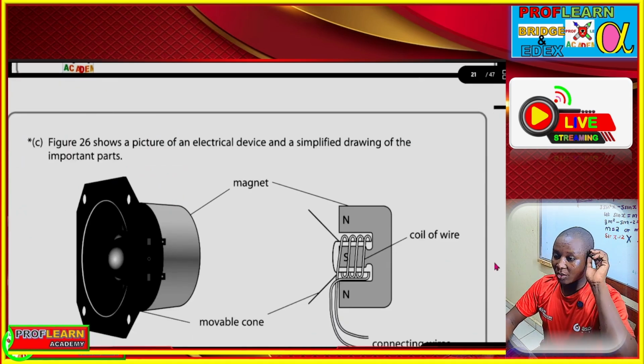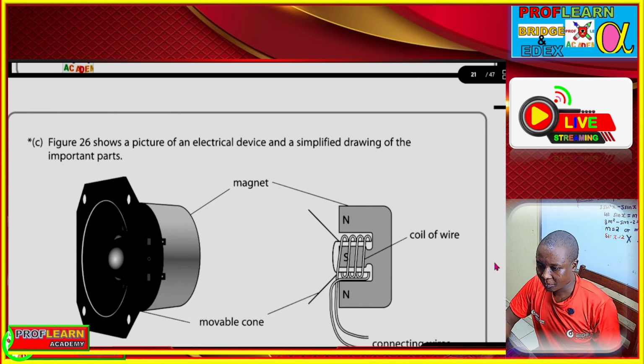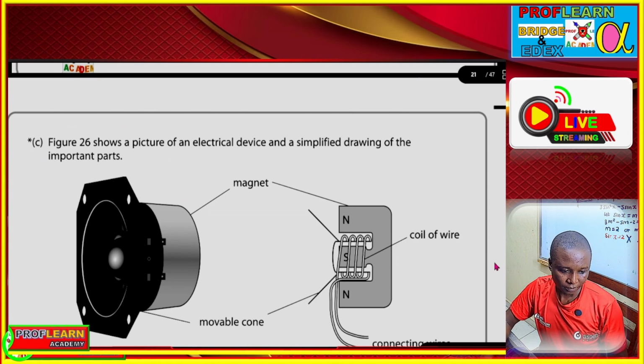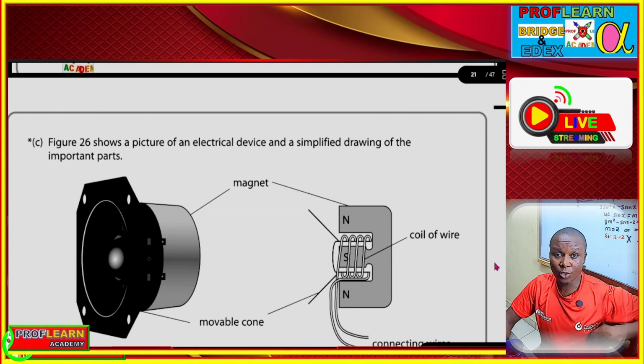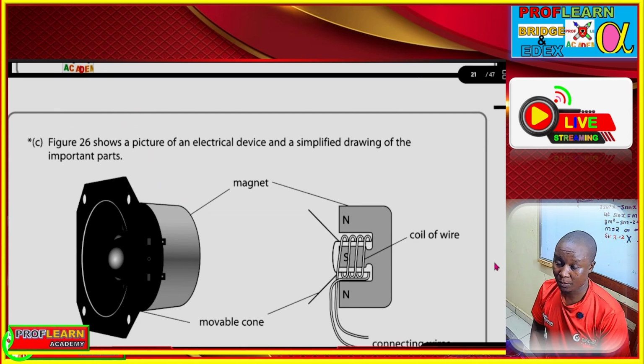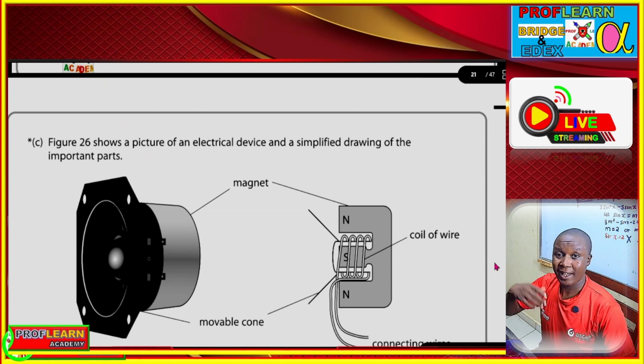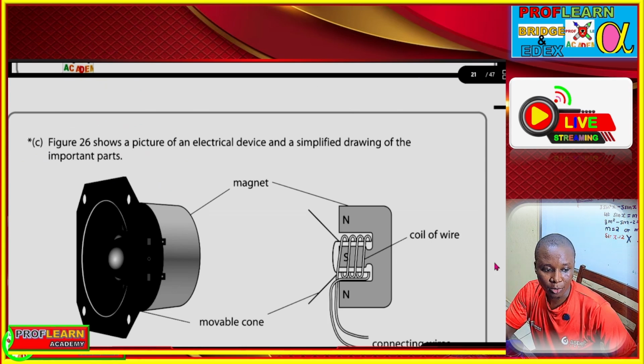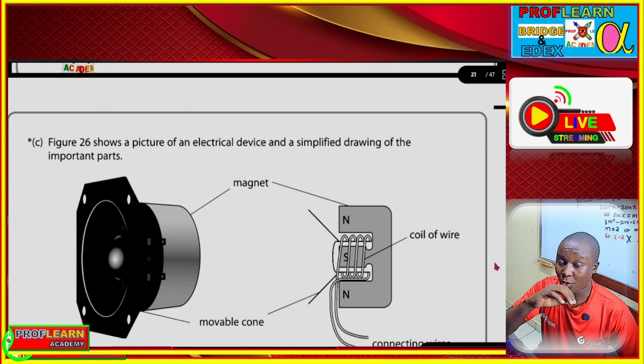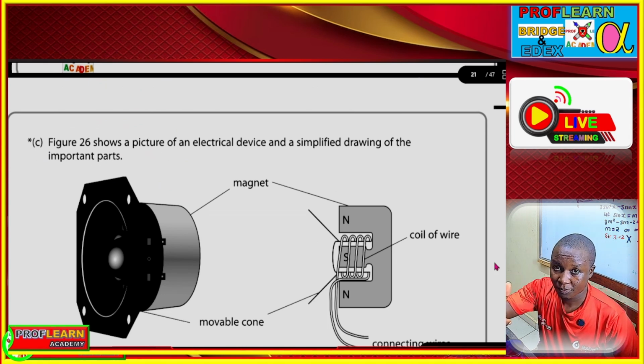Now the next part that we're going to look at is how a loudspeaker works. This was requested yesterday: can we talk about how a loudspeaker works and how a microphone works? In this case, we have a simplified device. A loudspeaker is a device which can produce sound, and a microphone is a device that converts sound into a signal, which is transmitted.